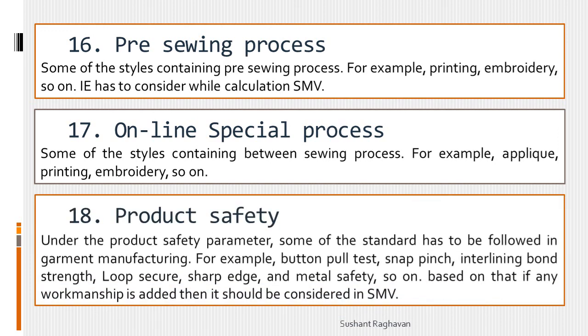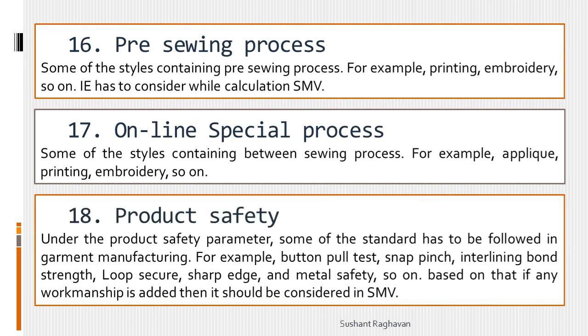Product safety. Under the product safety parameter, some of the standards have to be followed in garment manufacturing. For example, button pull test, snap pinch, interlining bond strength, loop secure, sharp edge and metal safety, and so on. Based on that, if any workmanship is added, then it should be considered in SMV.